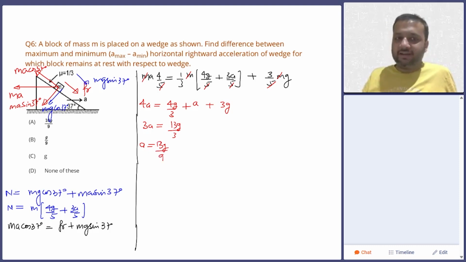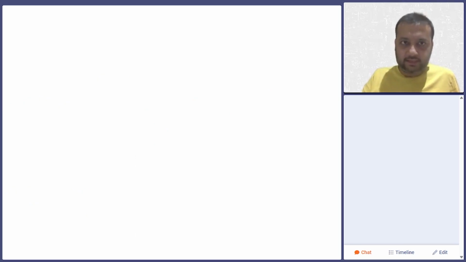Now the second thing is to find the minimum value of acceleration so that the block does not slide. Imagine if you start decreasing the value of a, then of course friction will also start decreasing. If you decrease the value of a enough, then what will happen? The pseudo force will become very, very small, and the block will have a tendency to slide down. So let me go on to the next slide.